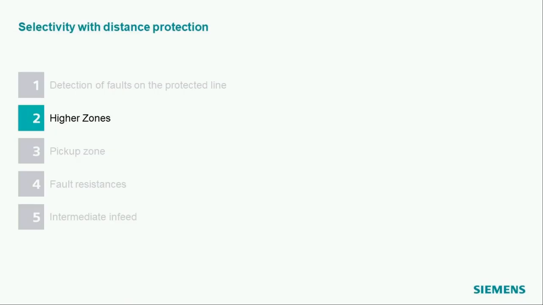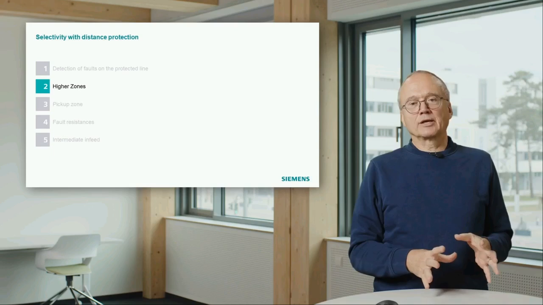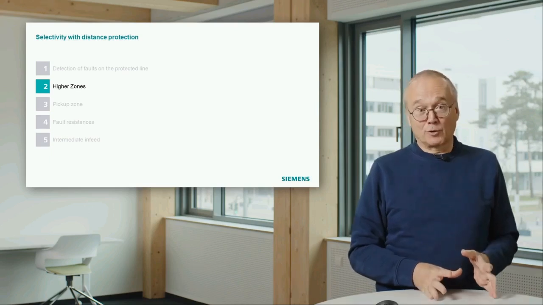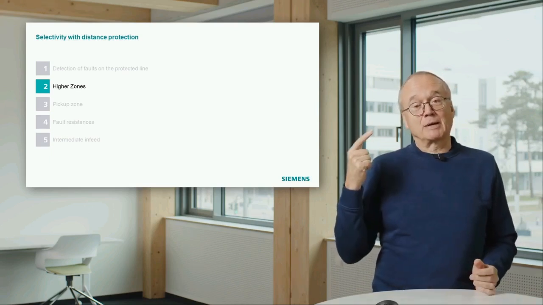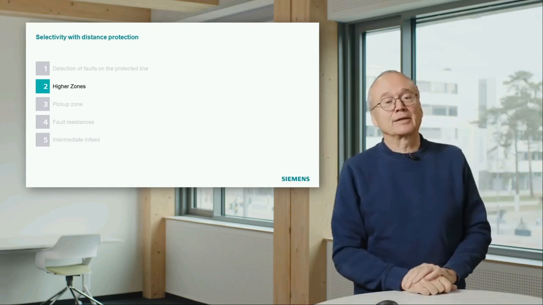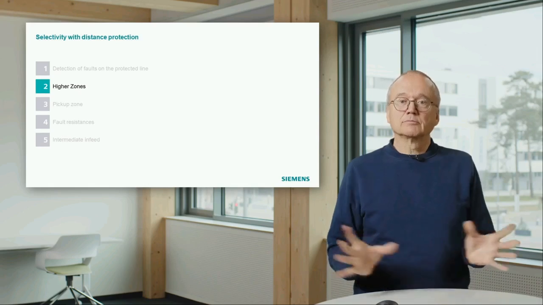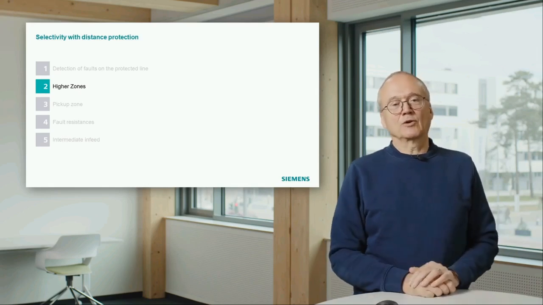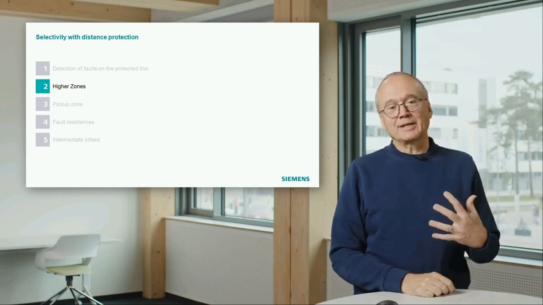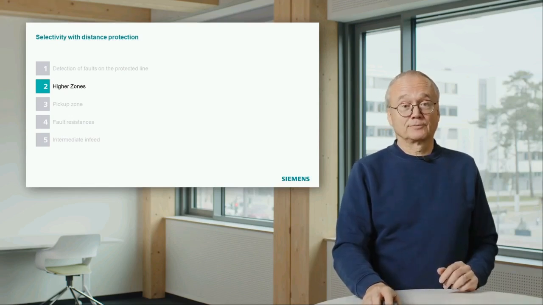Now let's look into higher zones. Up to now we discussed zone 1. Zone 1 reacts on most faults of the line, but we must have in mind there is a certain part at the beginning and at the end of the line which is not seen in the first zone, depending on the measurement errors. And that's one reason why we have higher zones.